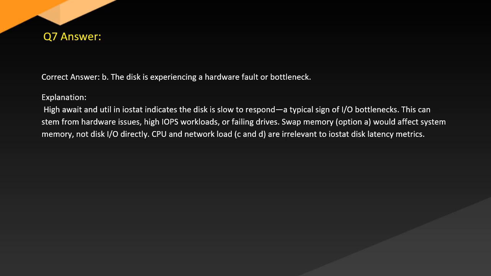Explanation. Higher await and util in iostat indicates the disk is slow to respond. Typical sign of I/O bottlenecks. This can stem from hardware issues, high IOPS workloads, or failing drives. Swap memory, option A, would affect system memory, not disk I/O directly. CPU and network load, C and D, are irrelevant to iostat disk latency metrics.